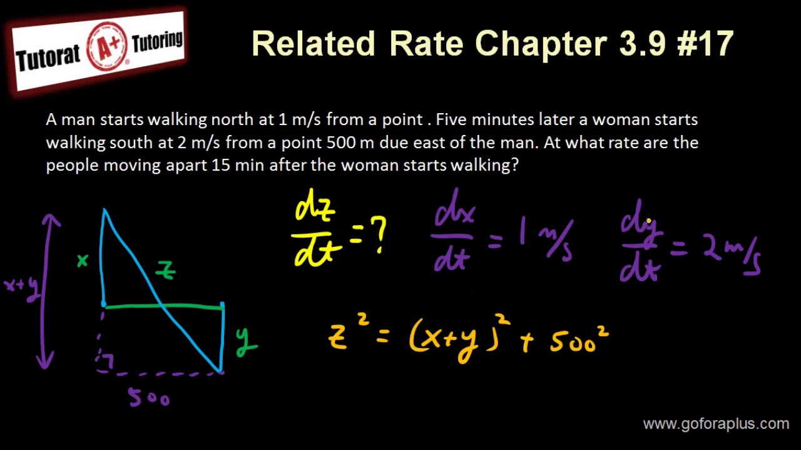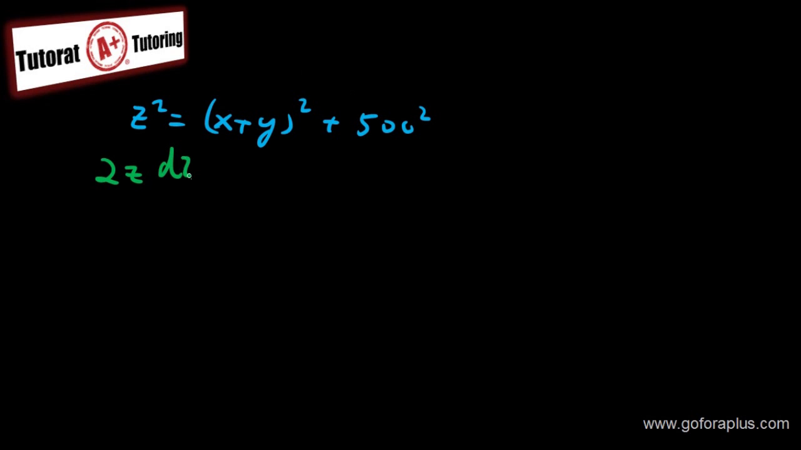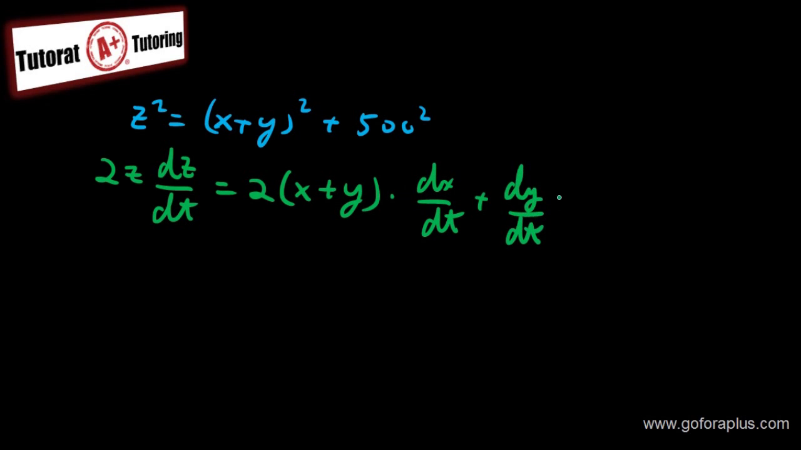Because we have dx over dt, dy over dt, we might need x and y. Now let's first differentiate this equation. I have z squared equals (x plus y) squared plus 500 squared. Now the derivative of this is going to be 2z dz over dt equals 2 times (x plus y) times (dx over dt plus dy over dt), and all this in brackets. That's the chain rule, right? Plus 0. That's the derivative of 500 squared, right? That's a constant number, so it's 0.